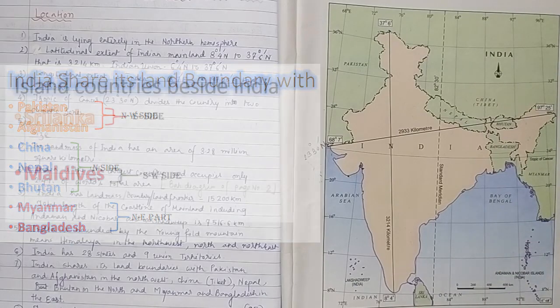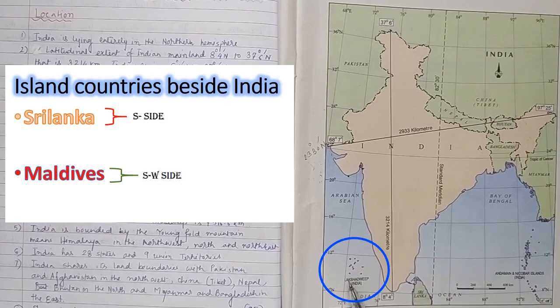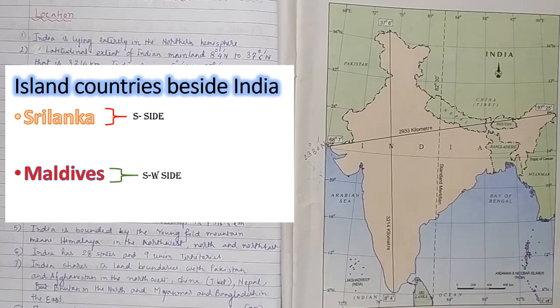India shares its land boundary with Pakistan and Afghanistan in the northwest part, China, Nepal and Bhutan in the north side, and Myanmar and Bangladesh in the northeast side. Two island countries, Sri Lanka and Maldives, are also there. Sri Lanka is situated in the southern side and Maldives in the southwest side. Sri Lanka is separated from India by a narrow channel of sea formed by the Palk Strait and Gulf of Mannar.